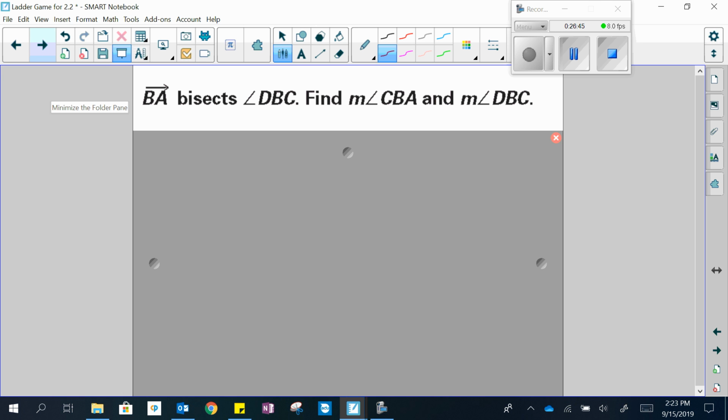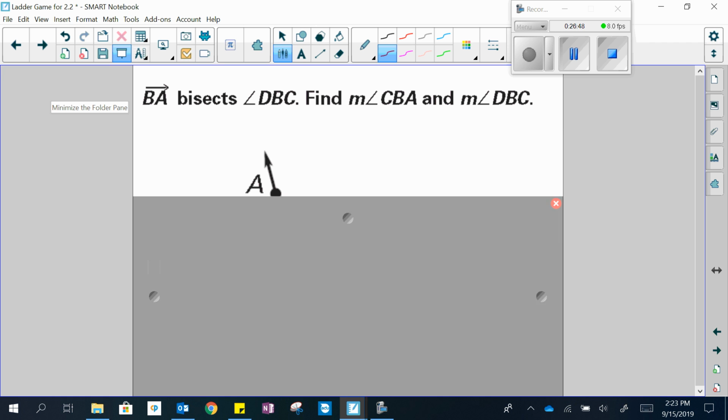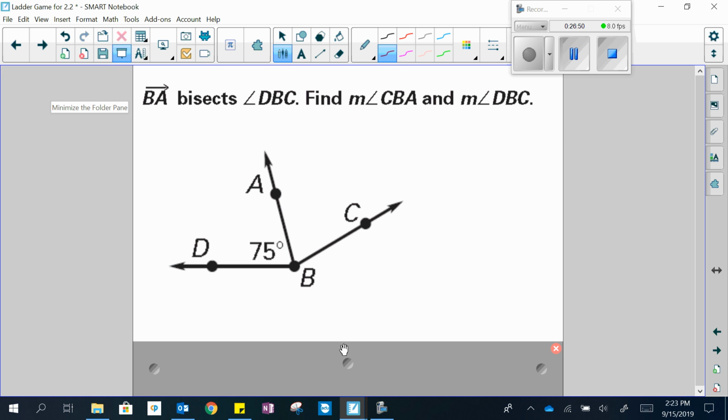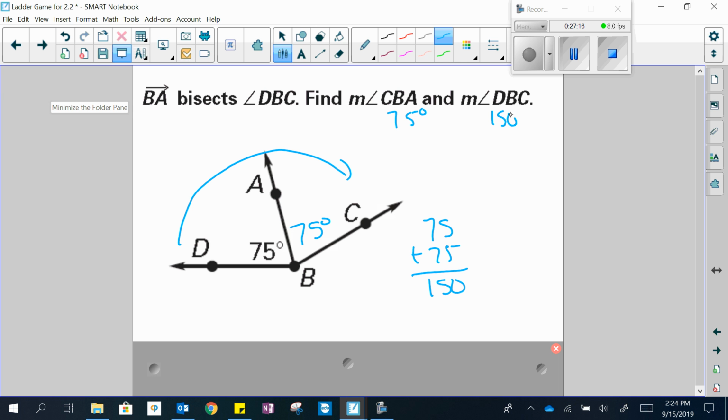All right, let me show you the diagram. Notice there's two things they're asking for. All right, pause it, let everybody work it out. All right, angle CBA, right? These are two congruent angles, so that one is 75 degrees. And then DBC goes all the way across, so that would be 75 plus 75, so that would be 150. So DBC is 150 degrees. And look at it, it's a very large obtuse angle, so that does make sense.